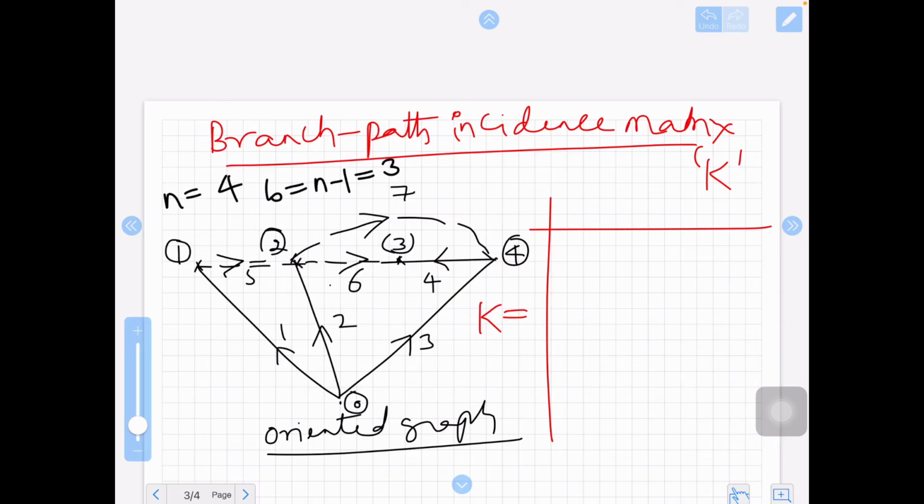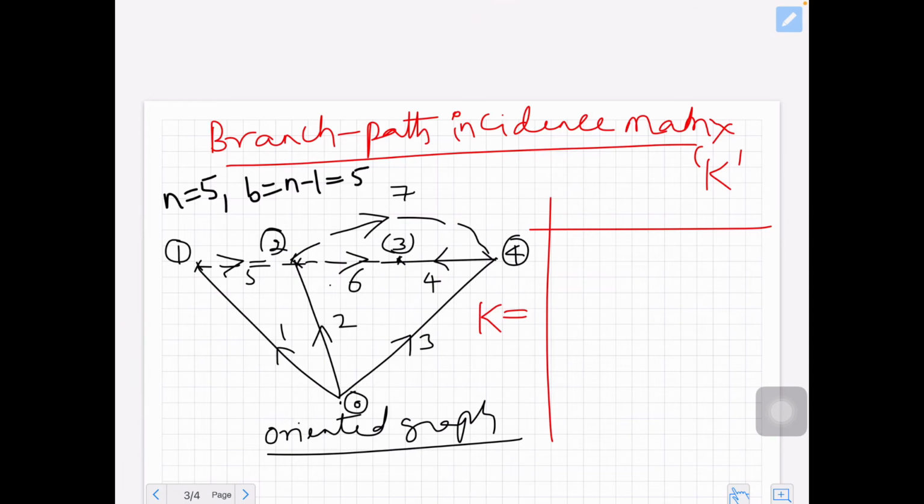So in this problem we have totally 5 nodes. So branches are nothing but nodes minus 1, 5 minus 1, that is 4. So 4 branches. Paths are also equal to the branches. So let us consider the matrix 4 cross 4.